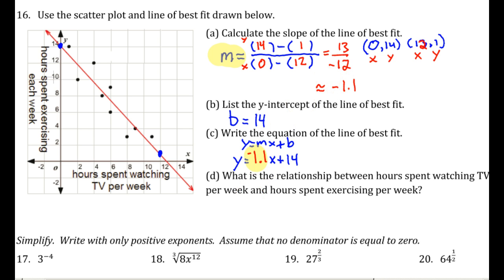Now it's a negative relationship, which means one's going up, one's going down. That fits the line. It's going down here. So negative will go down. That's good.